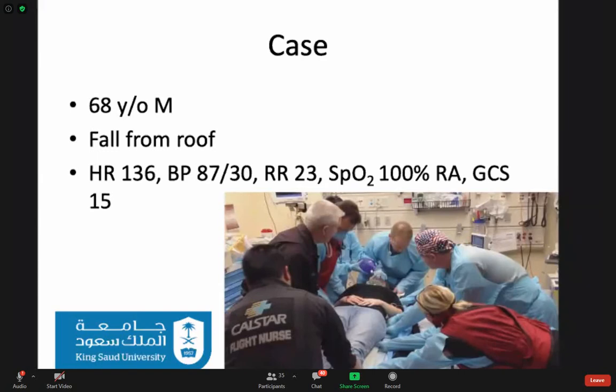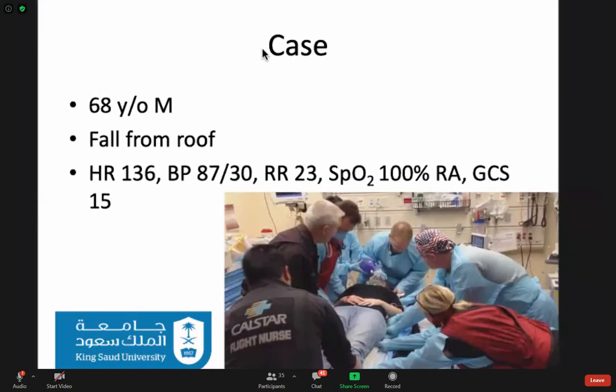Okay. What do you want to do now? Circulation. Okay. What do you want to do in circulation? Check the heart rate. If we have tachycardia. Excellent. Patient's heart rate is 136. BP is 87 over 30. Okay, so he has tachycardia and hypotension. Hypotension. What else? Maybe he has a fracture.